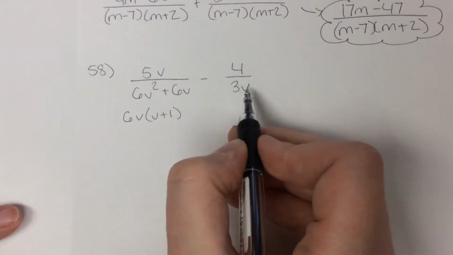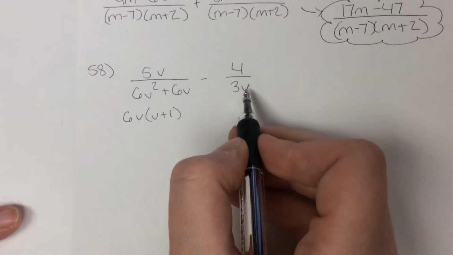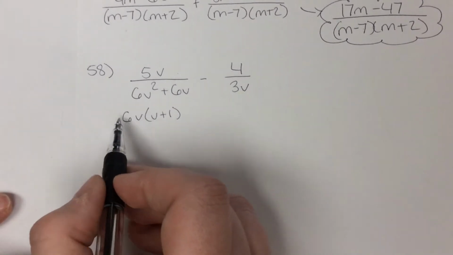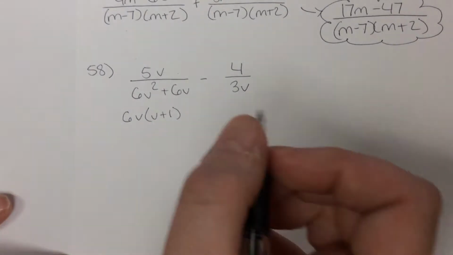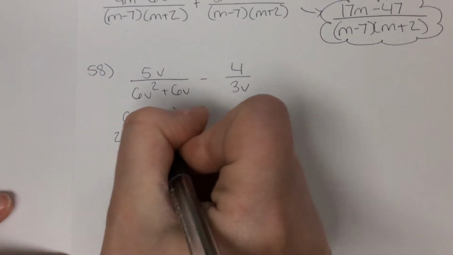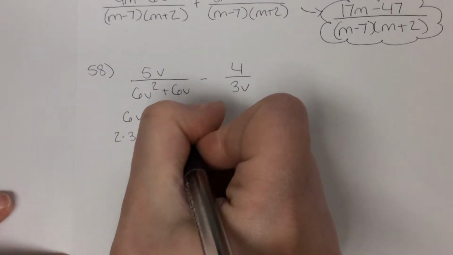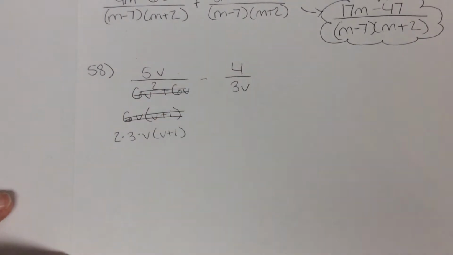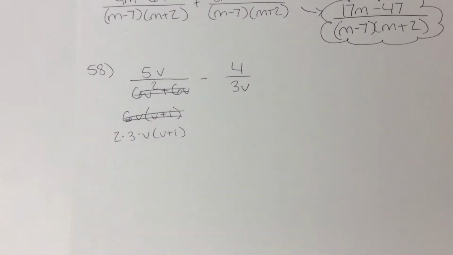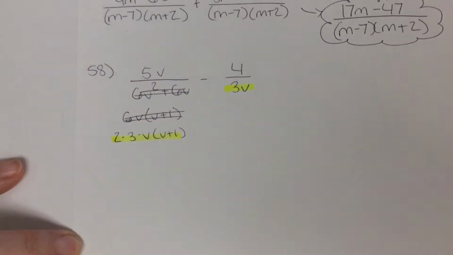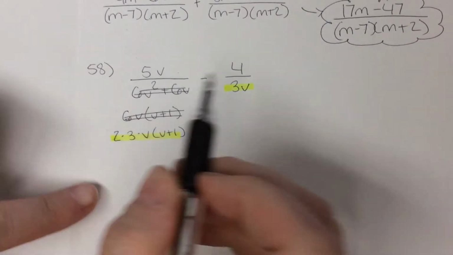This denominator, those are already primes. 3 is a prime number, 3 times v, it's just 3 and a v, okay? But back to this for a second, I just noticed that 6 is not prime. Let's break this down even more so that it's only prime numbers. So this denominator is now going to be 2 times 3 times v times v plus 1. So you need to make sure that both denominators have all of this.